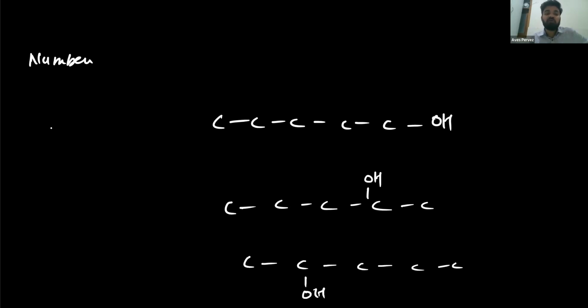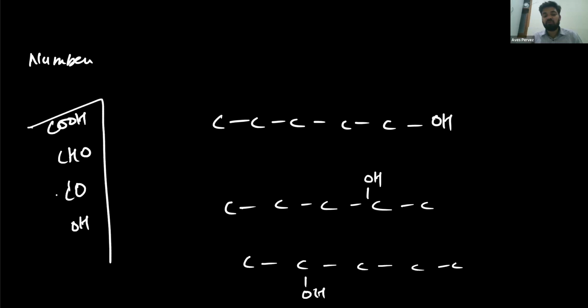The main functional groups are COOH, CHO, ketone (C double bond O, or CO, R), and the last one is the OH group. These are the main functional groups, so these should get the lowest possible number. Means their carbon should get the lowest possible number.